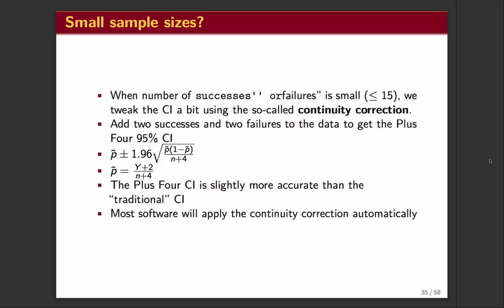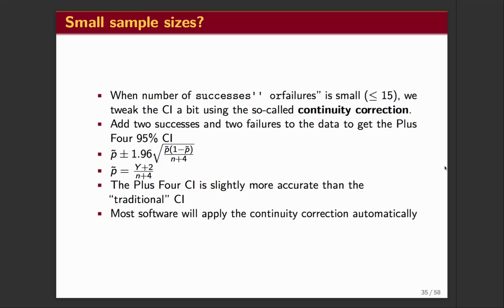Instead of just ignoring the situation that comes up when we're dealing with small sample sizes, we do have a way to deal with it. We do something called a continuity correction. Essentially, you have this new p tilde, which is defined down here. What this does is we add two successes and two failures. That's why we see the y plus 2. We've added two successes in the numerator and two failures, so the denominator is going to increase by 4.